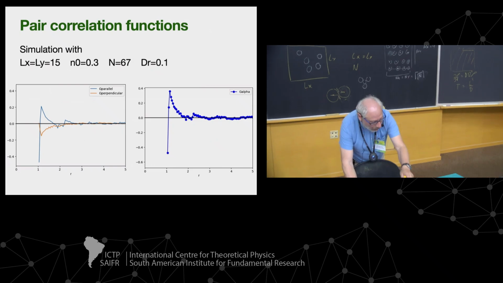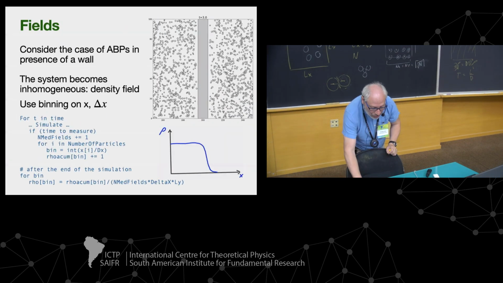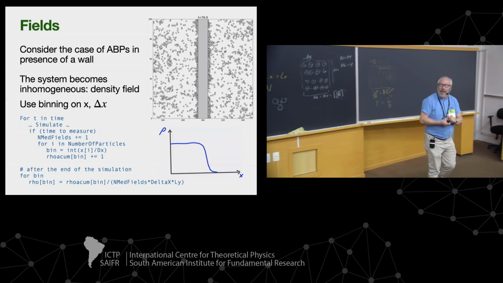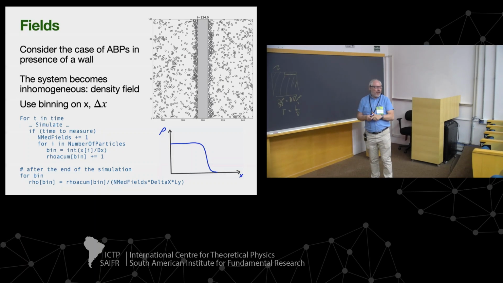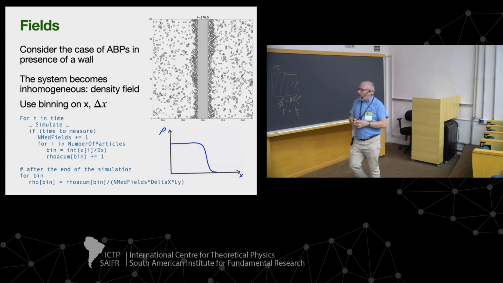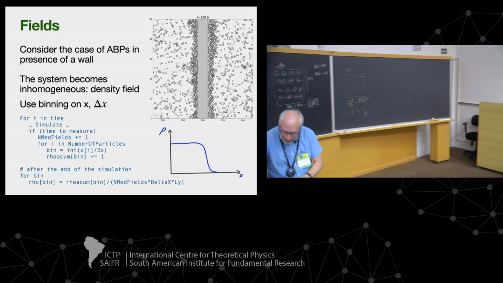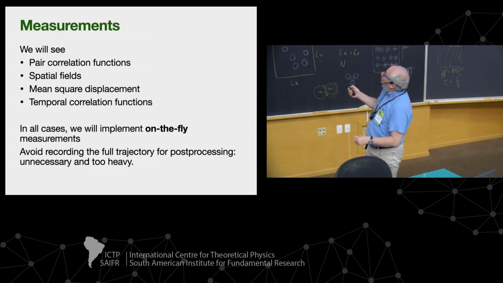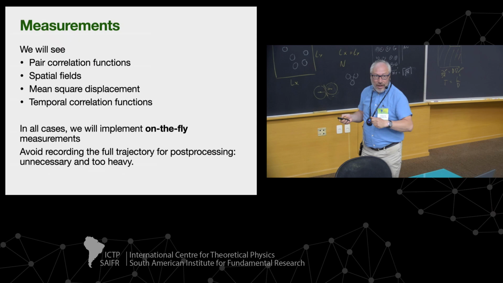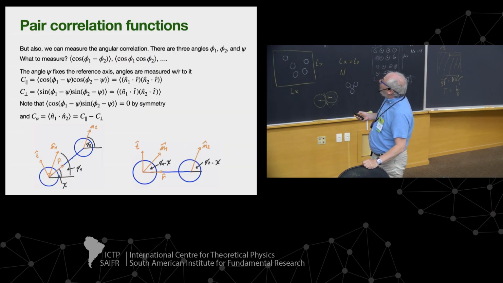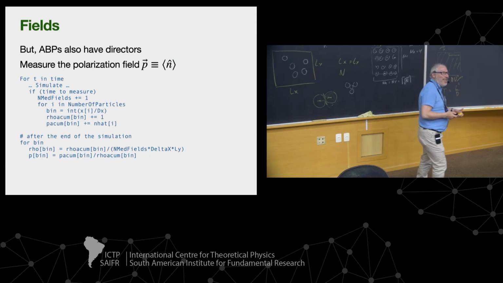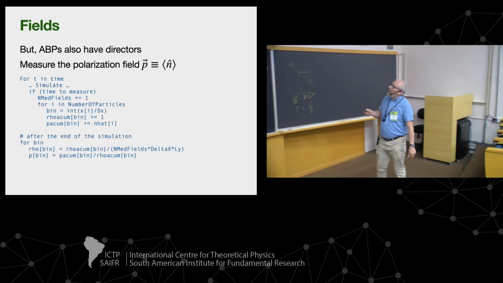Okay, so that's one thing that you can measure on simulations. Probably that's where I stopped yesterday. And now I'm going to describe other kinds of quantities that you can measure. I think I've been describing percolation functions. Now I'm going to discuss spatial fields, mean square displacements, and that's it. So for the spatial fields, this is very simple, but something that has to be said at some moment of your life.